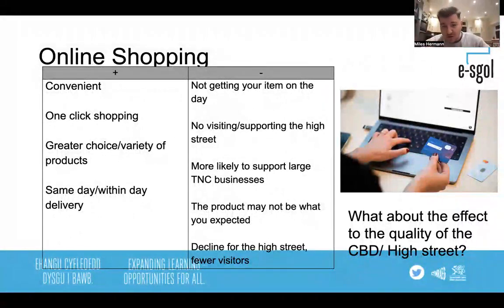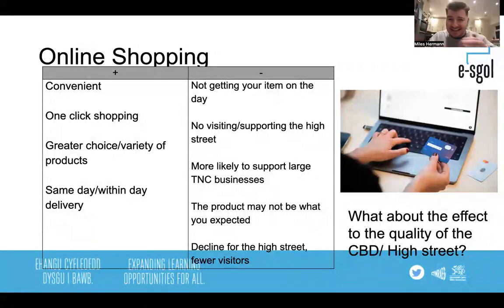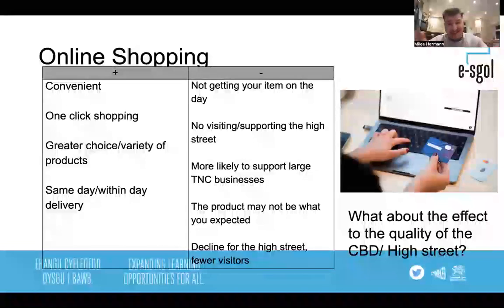That's probably happened to some of you, where you've received a product and it's not exactly what you anticipated or what you thought it was going to be. And then a decline of the high street. There's fewer visitors on the high street, and this is leading to deprivation of the high street. So I put to the side here, what about the effect on the quality of the central business district and the high street? That's something you can debate in an exam question.